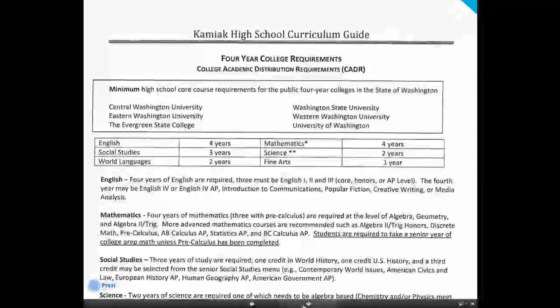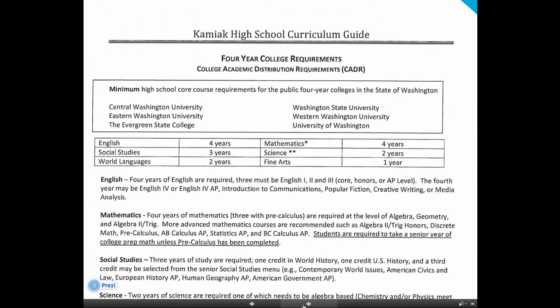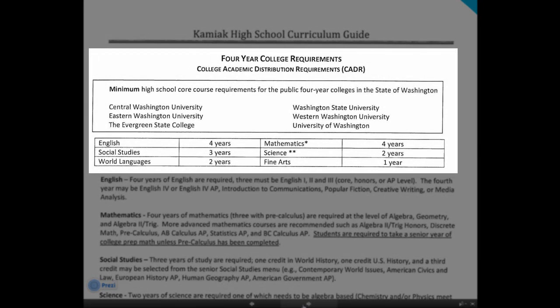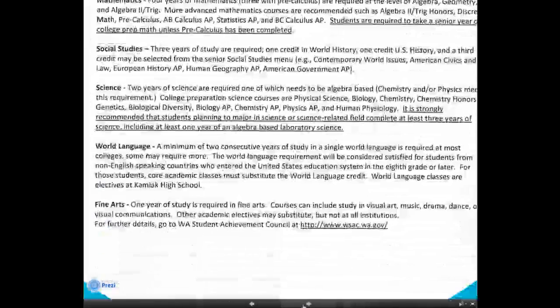If you are considering going to a 4-year college, please be aware that there are different requirements for graduation from Kamiak than there are for entrance to a 4-year college. Please look at the table below. English, 4 years; Social Studies, 3 years; World Language, 2 years; Mathematics, 4 years; Science, 2 years; Fine Arts, 1 year.